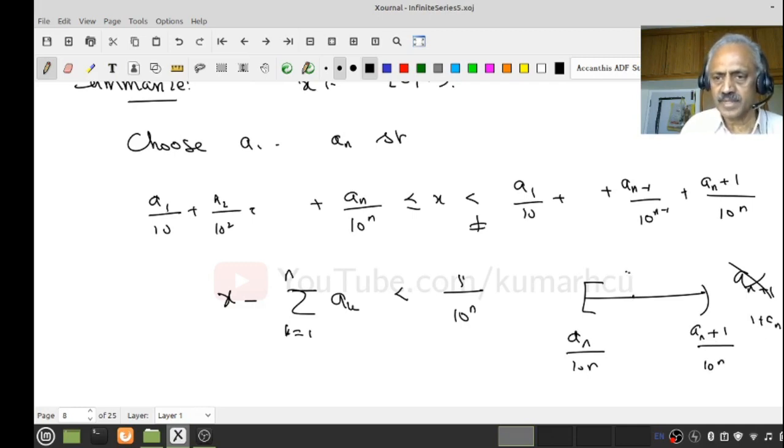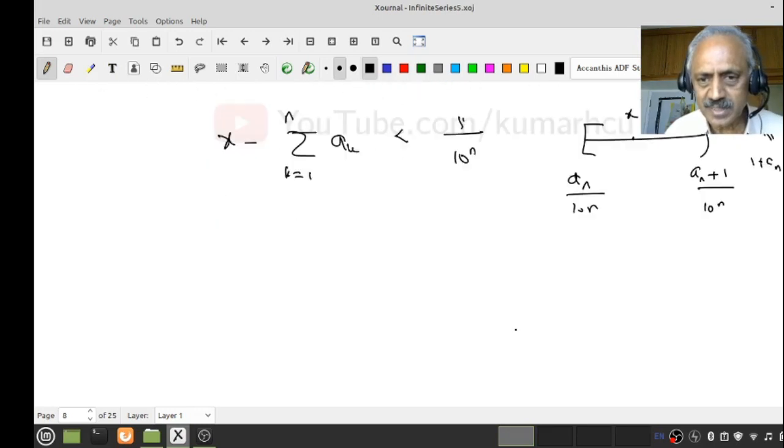My x has to lie here, right? Therefore x is greater than or equal to this, so x minus this will be at most the length of the interval. That is, the distance between x and this is less than or equal to the distance between an plus 1 by 10 to the power n and an by 10 to the power n, which is 1 by 10 to the power n. Have you understood?